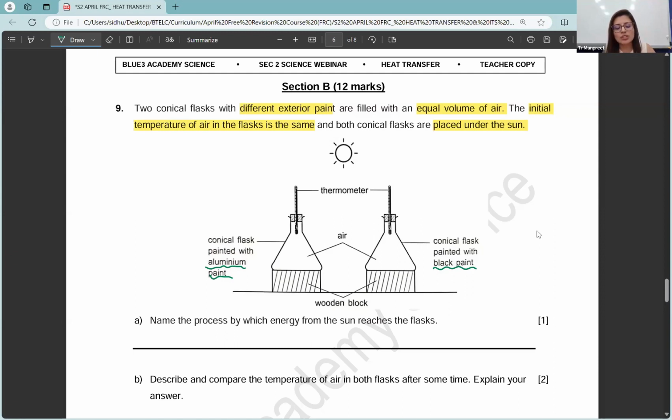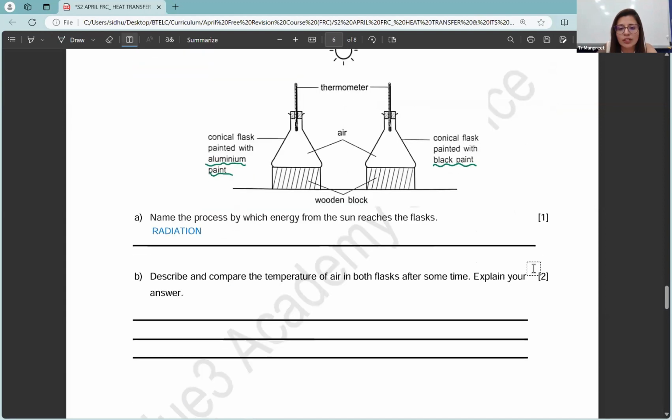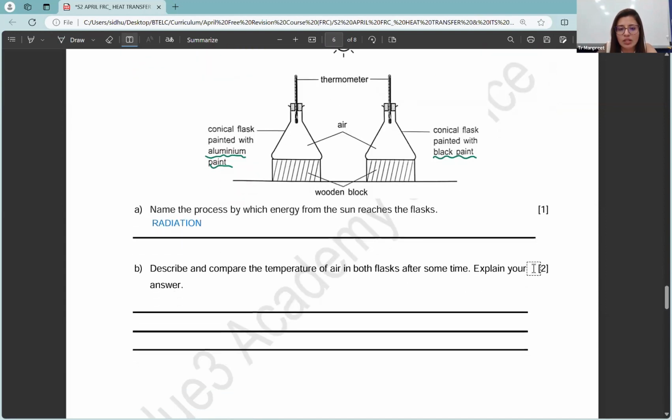Name the process by which the energy reaches the flask from the sun. Like we went through just now, it's radiation. Heat from the sun is through the radiation process. Describe and compare the temperature of air in both flasks after some time and explain your answer. Let's look at what the question demands, that means your answering skills first, before we dive into the answer completely. Here they're asking you to do two things: describe, then compare. And then explain. You're going to explain what you are describing and comparing.